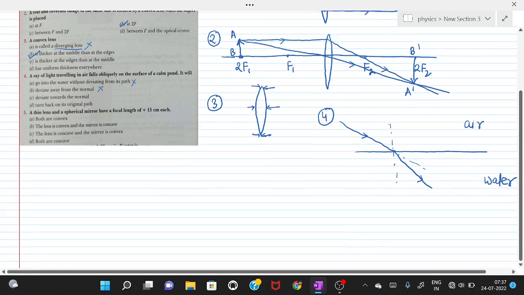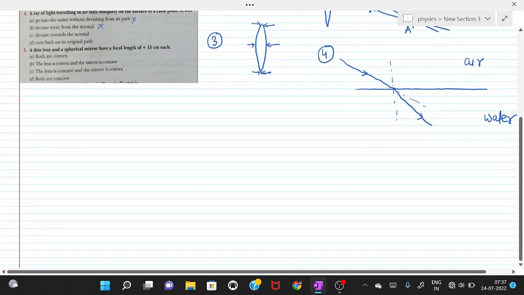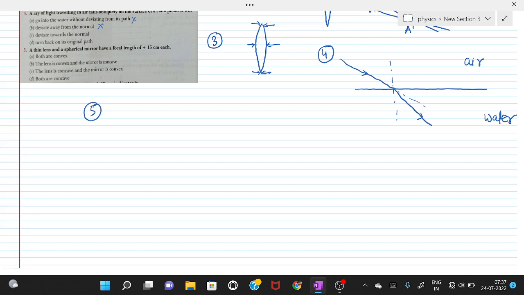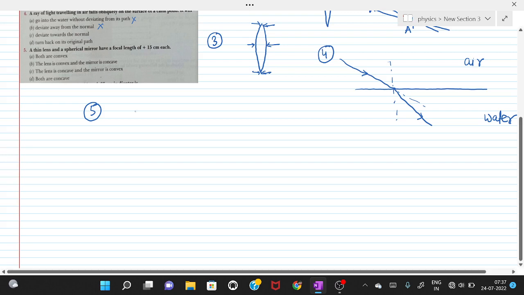Now go with question number 5. A thin lens and a spherical mirror have a focal length of 15 centimeter and plus 15 centimeter. Okay, so among the mirrors, we know that there are two kinds of mirror. One is the concave mirror and the other is the convex mirror.